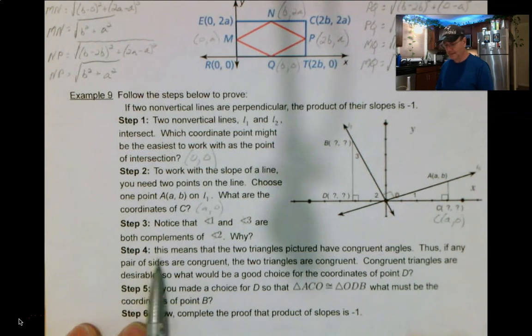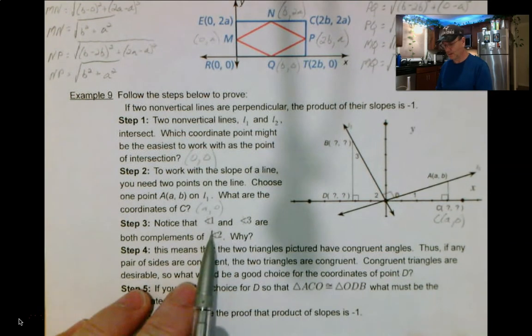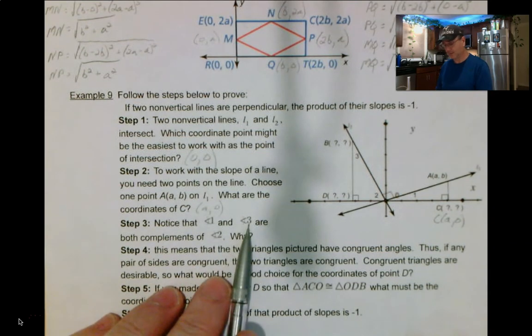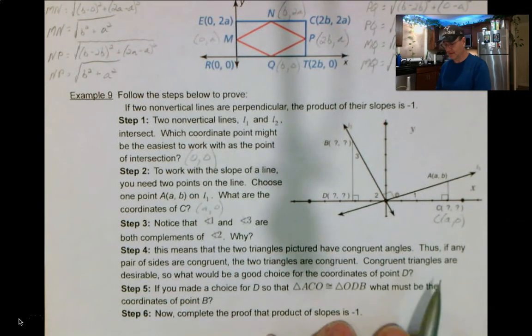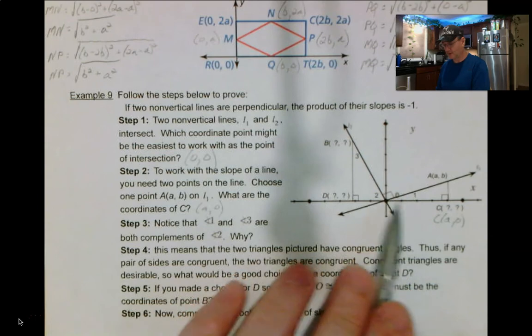All right, this means that the two triangles pictured have congruent angles. Angle 1 and angle 3 are congruent to each other. The right angles are congruent to each other. Thus, we have angle 1 is congruent to angle 3.